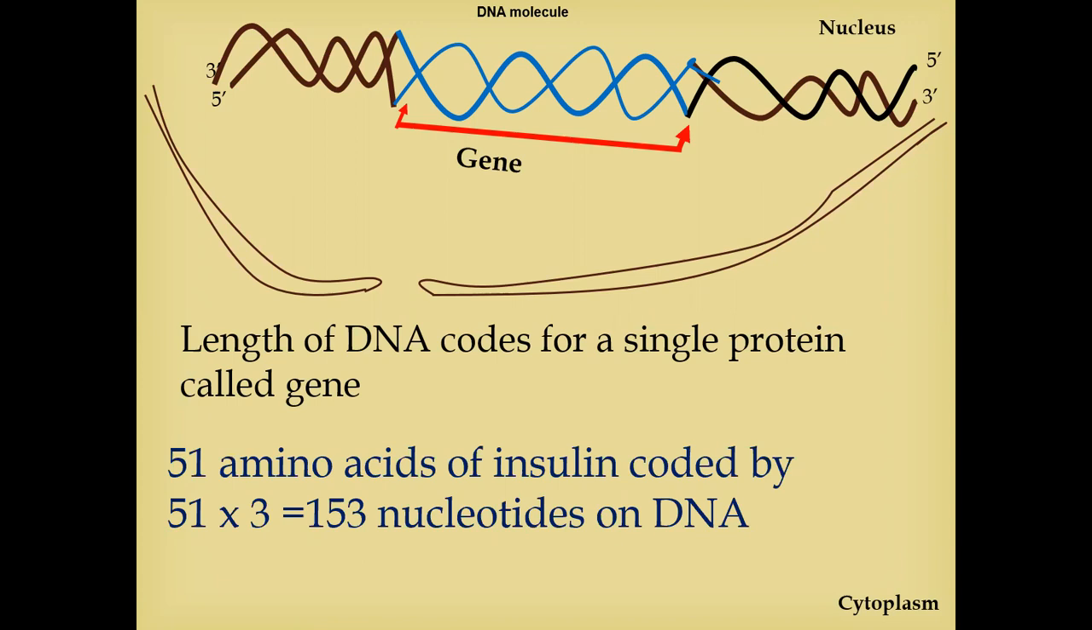The gene length may be longer or shorter. It depends on the different types of proteins. For example, hemoglobin is a larger protein as compared to insulin. So the gene length for hemoglobin is longer as compared to insulin.